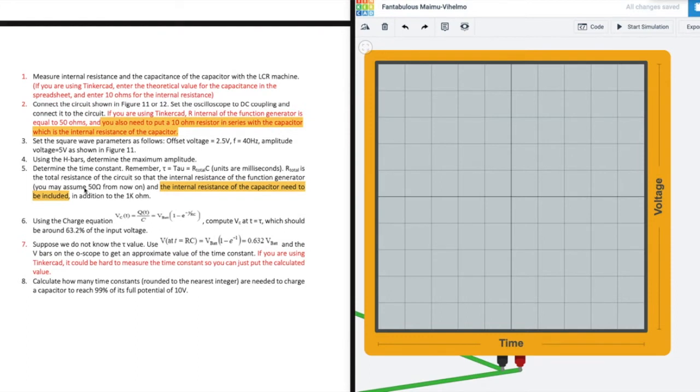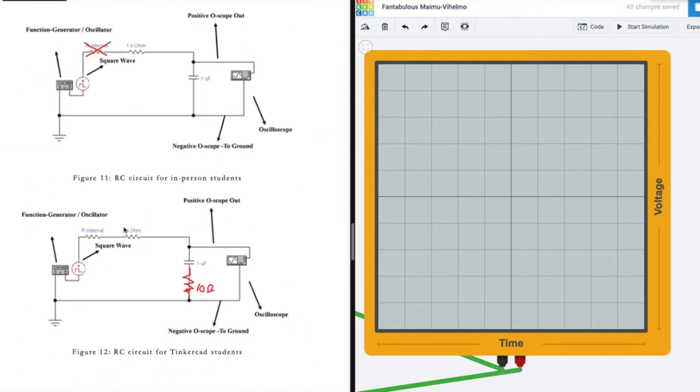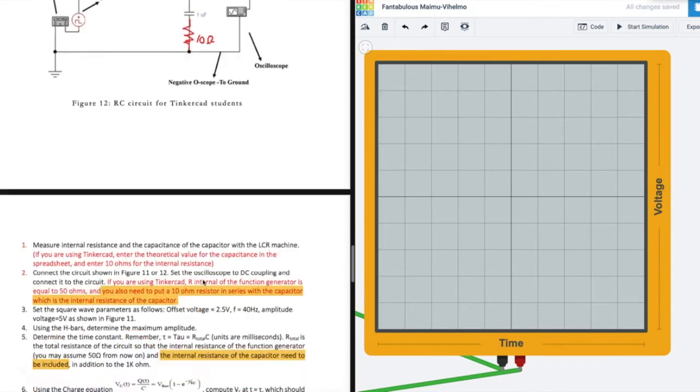And next, determine the time constant using this equation, which is R total multiplied by the capacitance. Remember, this R total is all the resistance in the circuit, which include this 1 kilo and the internal resistance for the function generator, 50 ohm, plus this 10 ohm.